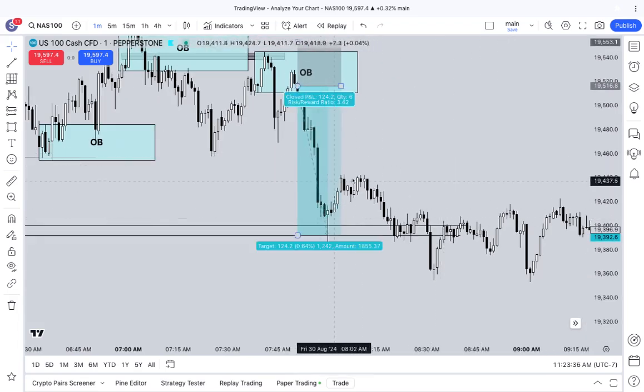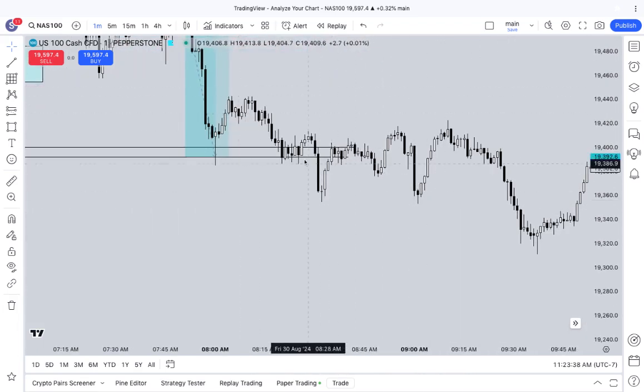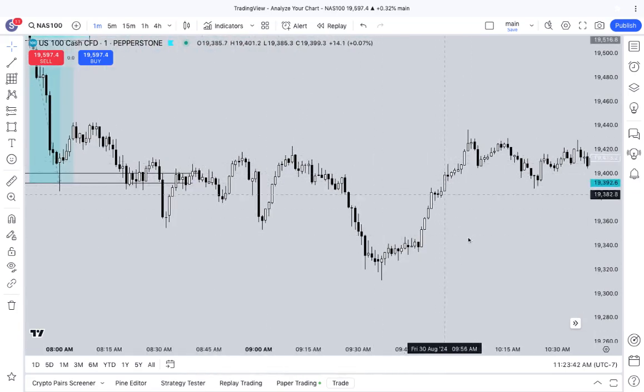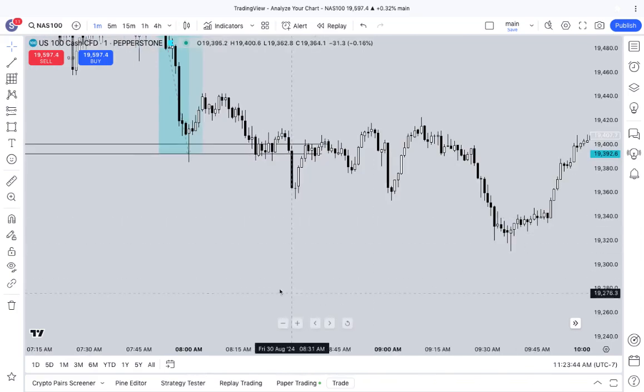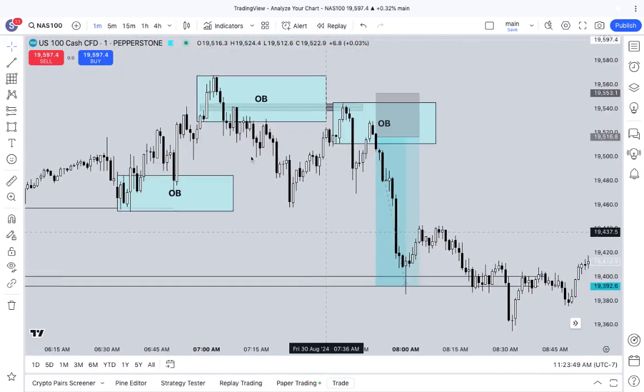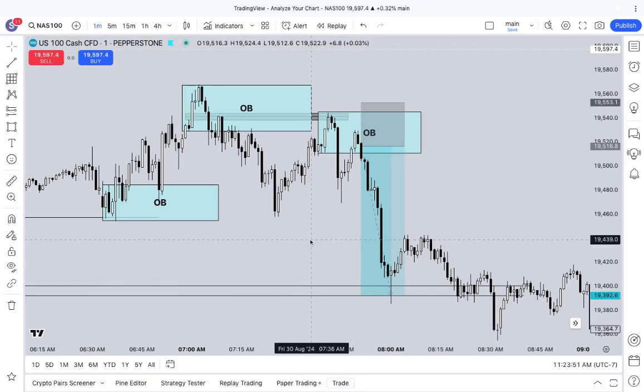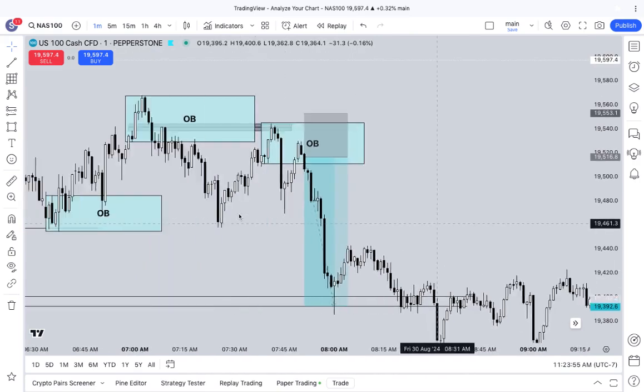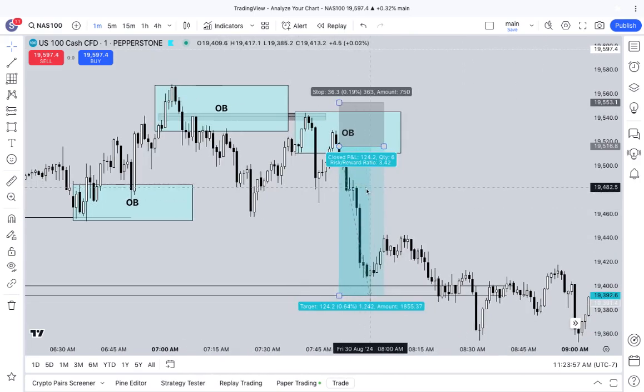And then we had another continuation right here, but it didn't continue. It kind of just fiddled out. Price fiddled out for a while because this was around 8, so New York time, that's like 11. That's during lunch over here. So yeah, that would have been the trade.